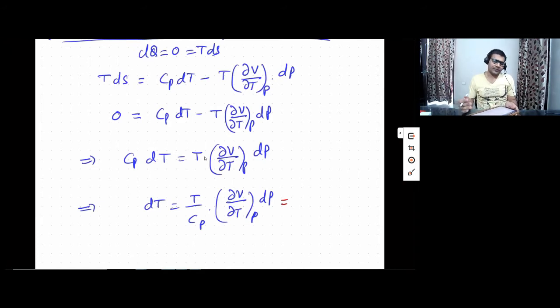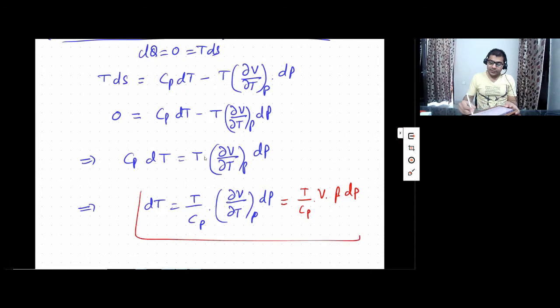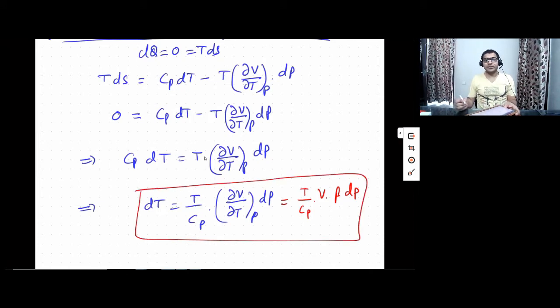If I wish, I can write down this expression in terms of beta, the volume expansivity that we just discussed, because volume expansivity is something which can be directly measured for a particular substance in experiments. So if I write this in terms of beta, it comes out as TV beta over Cp dP. This is the expression that we get for the temperature change for such processes.